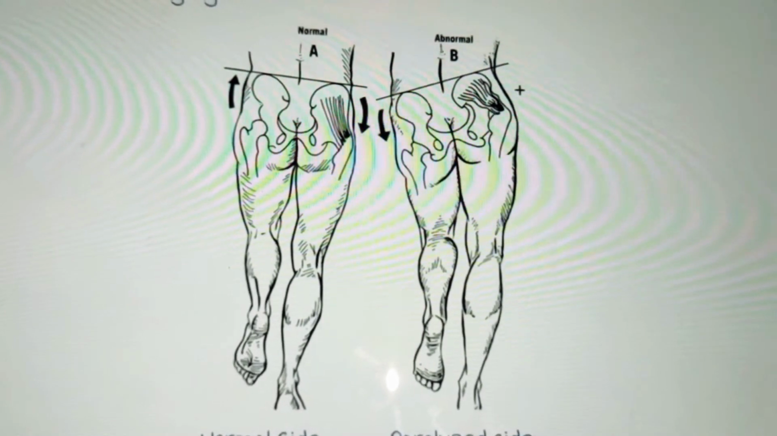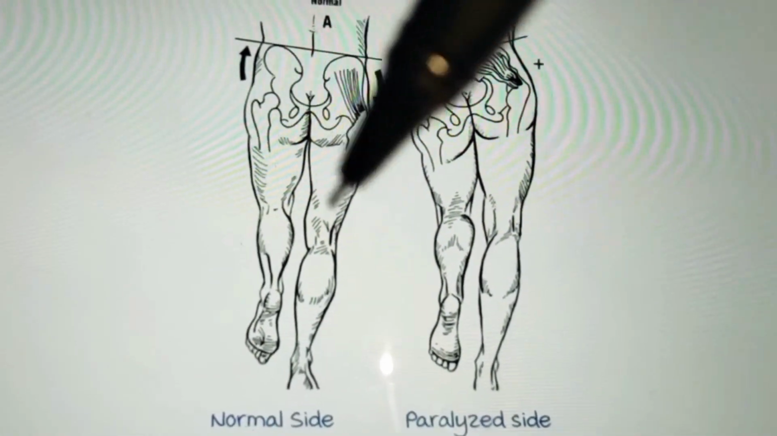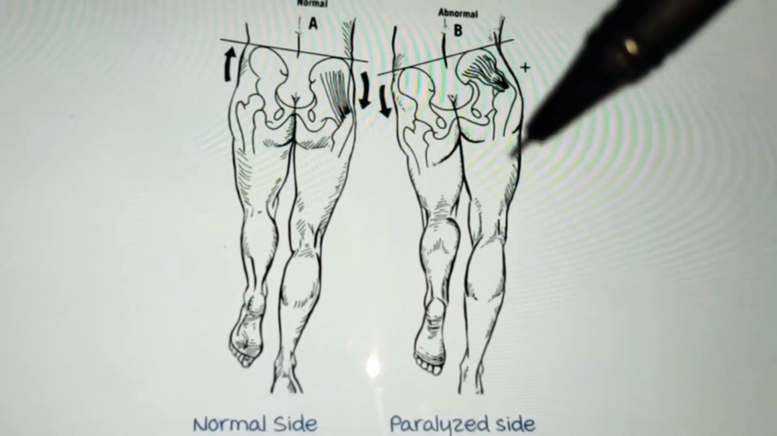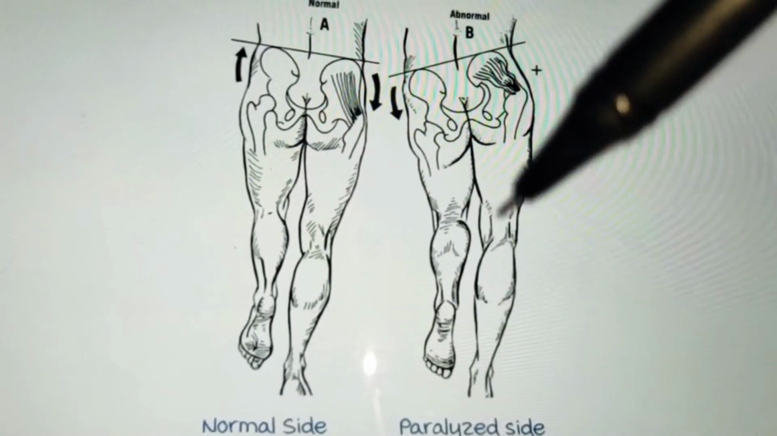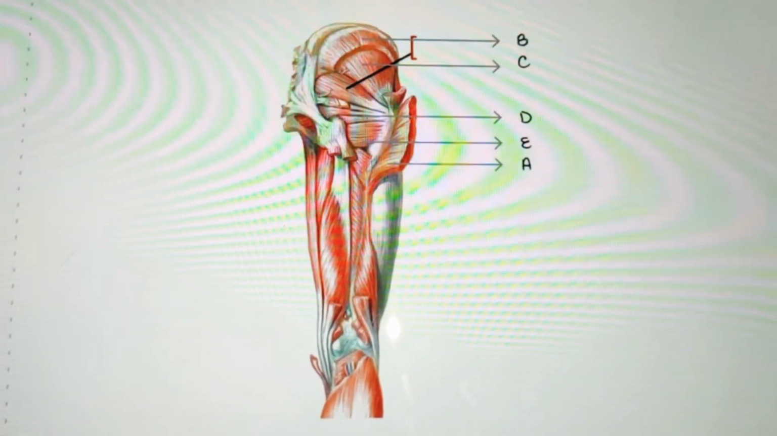Okay, so as I said about the Trendelenburg sign, you can see here this is a normal side, where the nerve is not affected. This is a normal person. In this paralyzed person you can see the person can't lift this leg. Try to find out what are the muscles which are mentioned in this diagram.